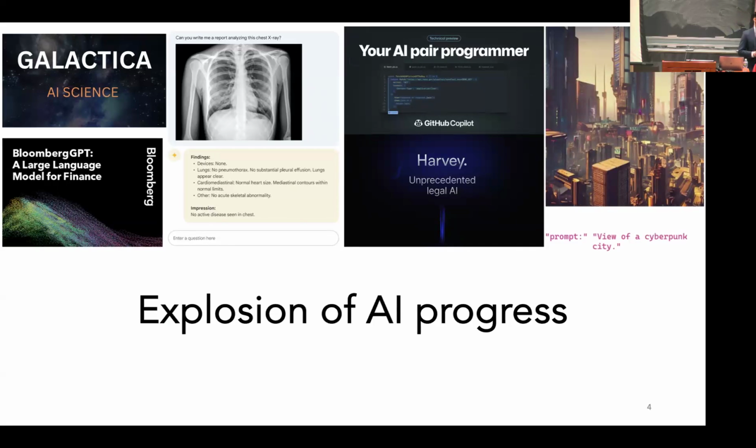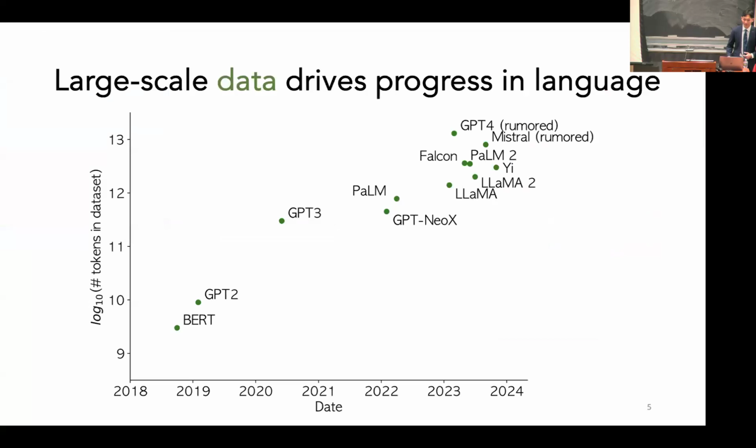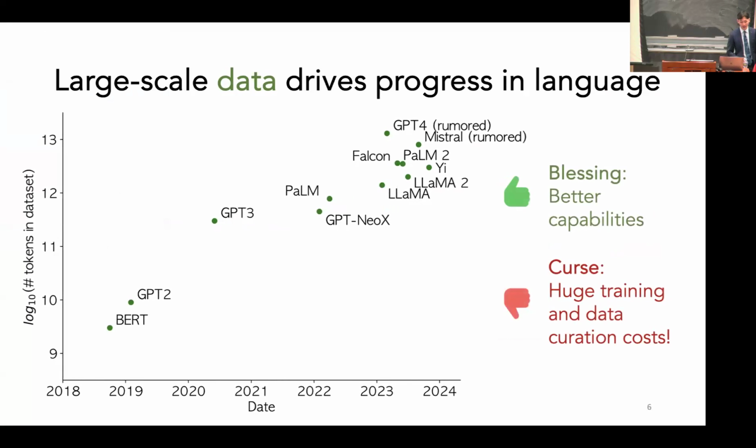The first question I would ask today is, what really drives this progress? I argue that large-scale data drives the progress in language models. So here I've plotted the size of data sets used to train popular models today in a log scale over time. And you can see from this plot that the data sets are growing exponentially. And this is both a blessing and a curse. It's given us better capabilities in these models, but it's incurred huge training and data curation costs.